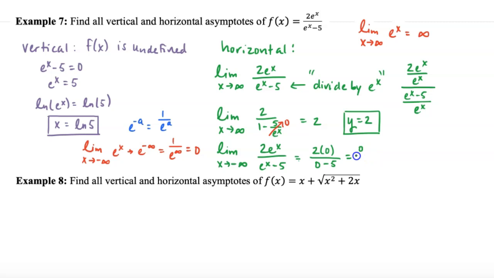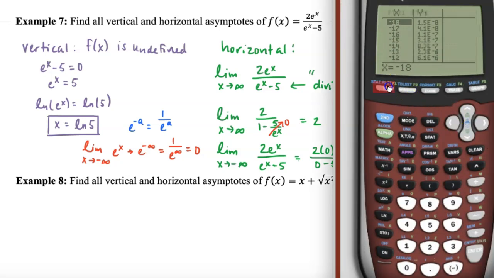What happens when I have a numerator of 0 and a denominator of a constant? Well, this is just going to be 0. If I have a limit as x approaches negative infinity of 0, that means I have another horizontal asymptote at y equals 0. So I have a vertical asymptote at the natural log of 5 and 2 horizontal asymptotes at y equals 2 and y equals 0. Let's graph this.